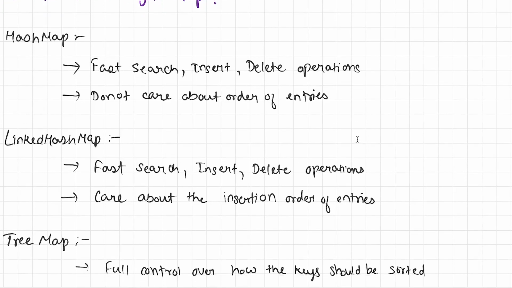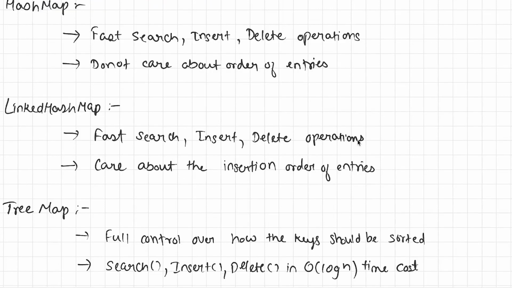Let's first consider the HashMap. So in case you need fast search, insert and delete operations and you do not care about the order of entries, in those use cases you can simply use HashMap. Now moving on to the next map, that is LinkedHashMap. So guys, when you want fast search, insert and delete operations but you care about the insertion order of the entries, then in those use cases you can use LinkedHashMap.